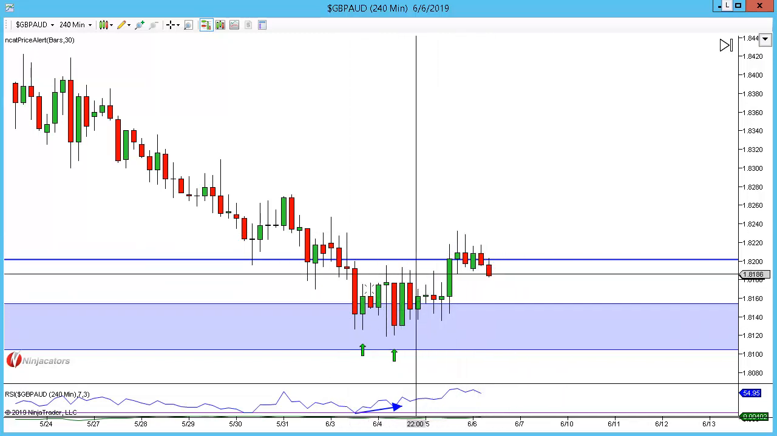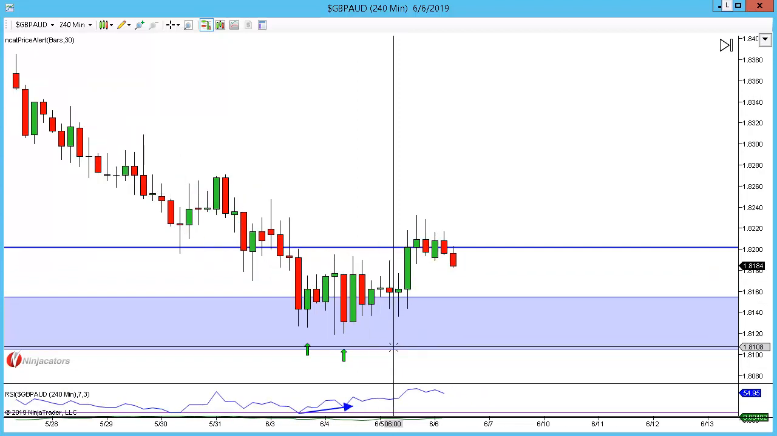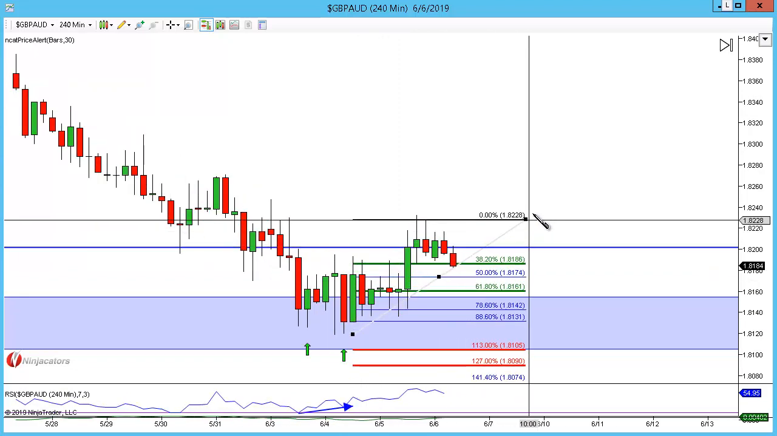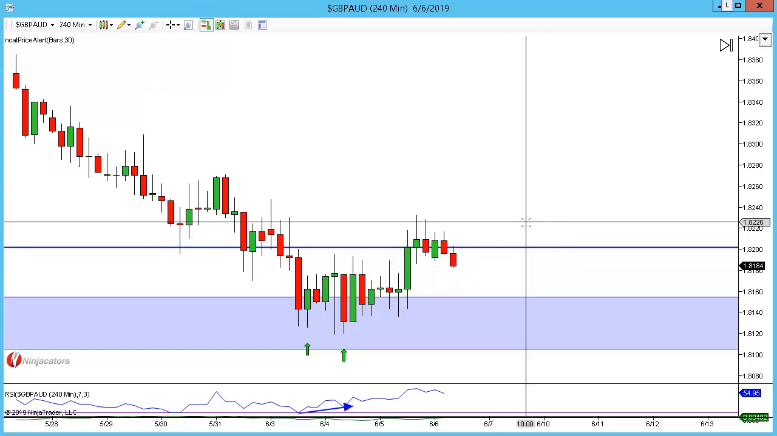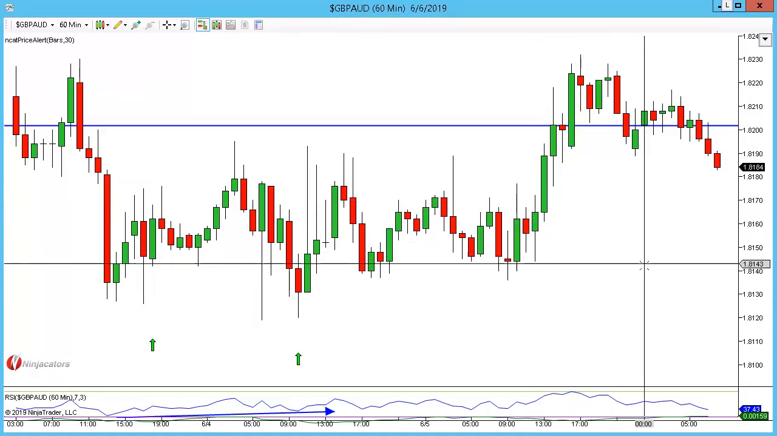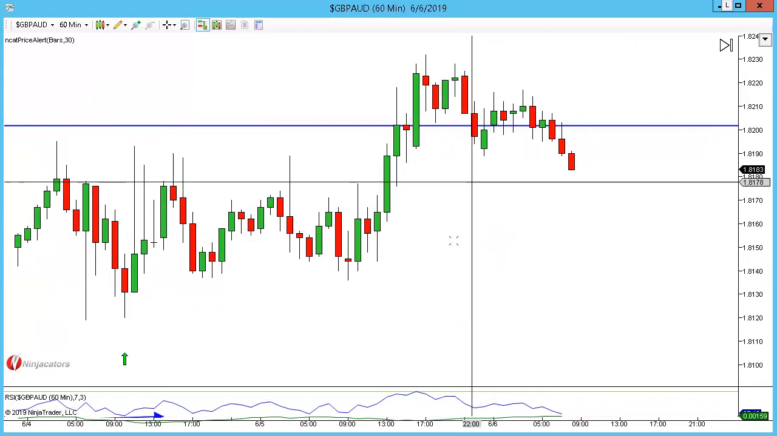This formation for me is not good enough for a double bottom. If it is for you, I would look at it as a 26.18 and look at buying the 61.8 fib. I'm personally going to wait for something a little better.